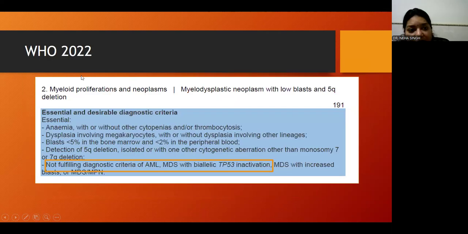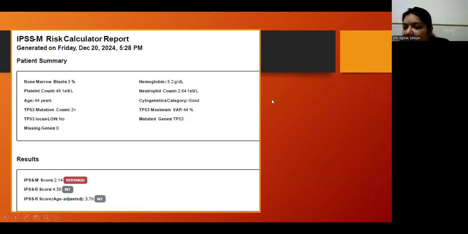So, according to the WHO also, you have to label something as low blast and 5q only when the MDS with biallelic TP53 inactivation has been ruled out. So, you know your final diagnosis is clear, established now. It is a biallelic TP53 mutated MDS.